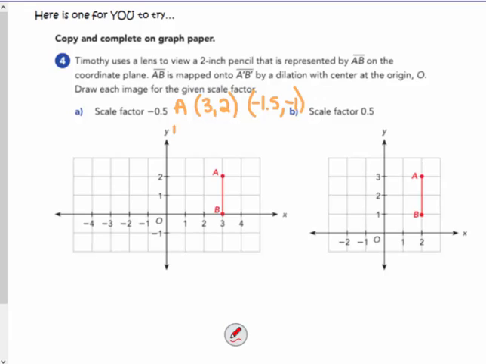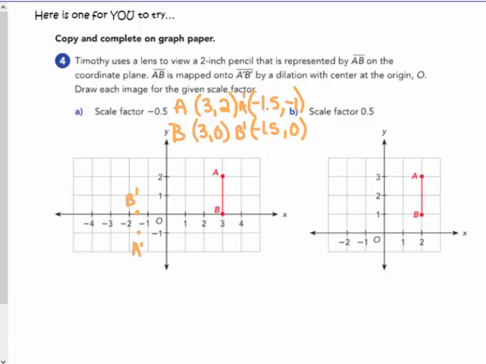And then B's original point is 3, 0, and B's image would be 3 times -1/2, and then 0 times -1/2, it's going to be 0. So this is B's image, this is A's image. So -1.5, -1, it's about right there. That's A's image. And B's image is -1.5, 0.